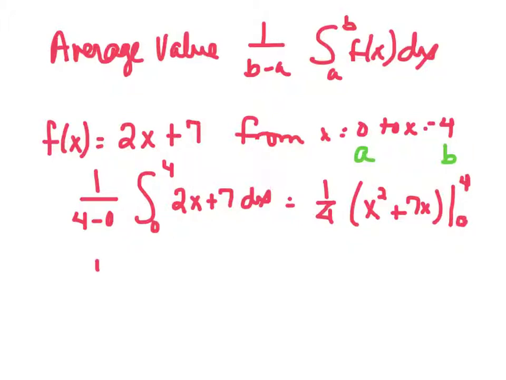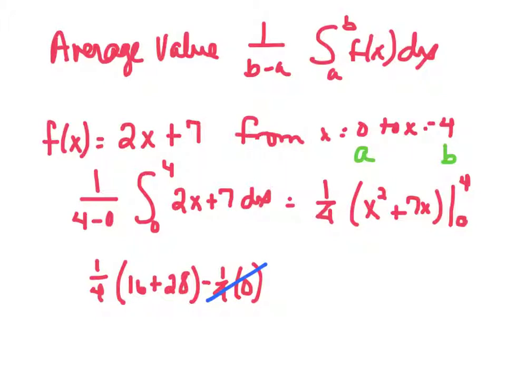So I'm going to keep my 1/4 in the front. If I put in 4, 4 squared is 16, plus 7 times 4 would be 28, minus, and then when I put in 0, I get 0. So that part's gone. And now all we got to do is figure out what's 1/4 of 16 plus 28. So if I add 16 and 28, I'm going to get 44. And 1/4 of 44 would be 11.